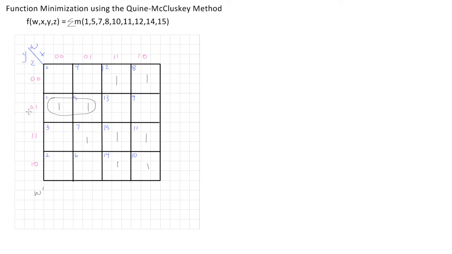X is changing, so we don't have that. And then Y naught z. Let's see what else we got. We're going to take this one here. So that's going to be w; x changed, so that's not going to be there. Y changed, and then z not. What else we got? We can take these four. So that's w; x changes, y and z change, so they're not there.